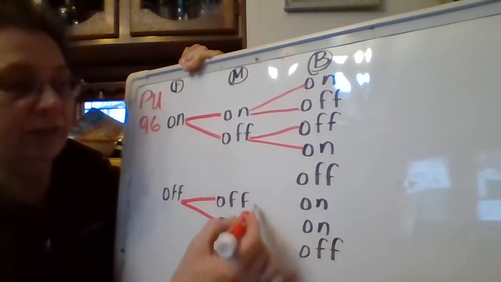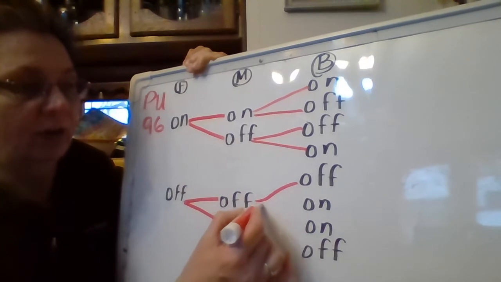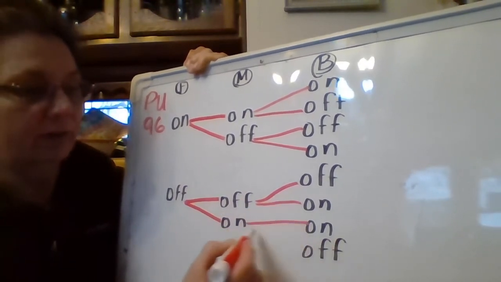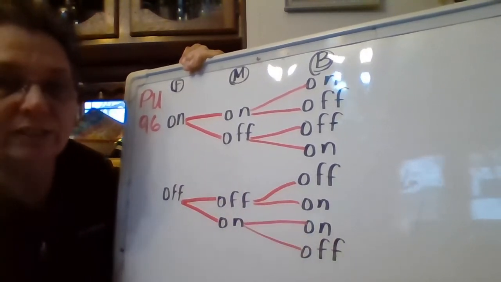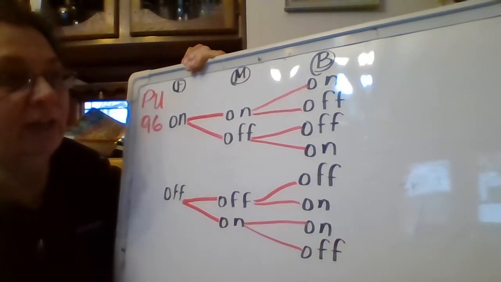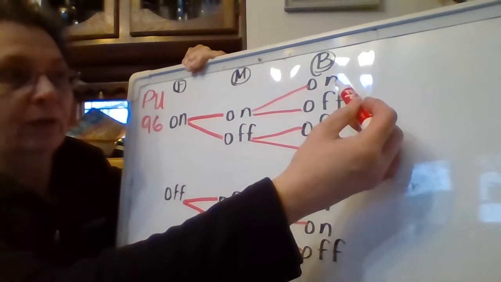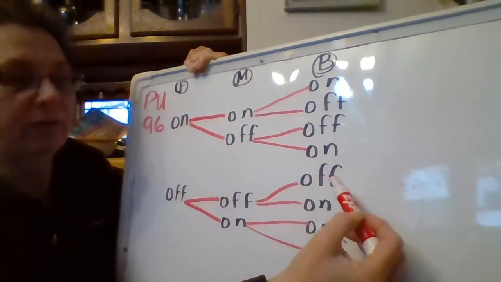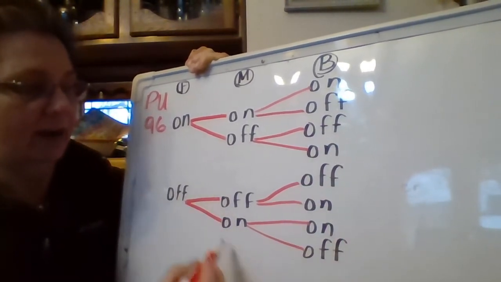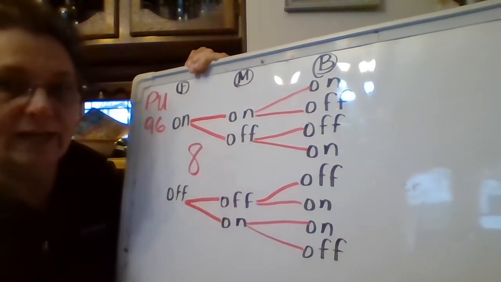On the last one, you always have to write all four, or however many choices total they give you. And so then you look at how many total combinations are there? One, two, three, four, five, six, seven, eight. There are eight total combinations.